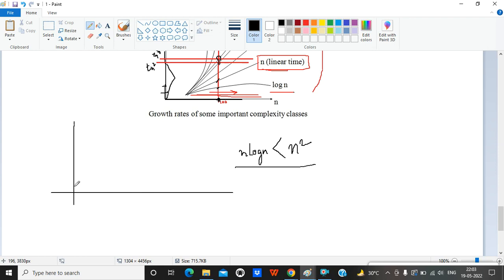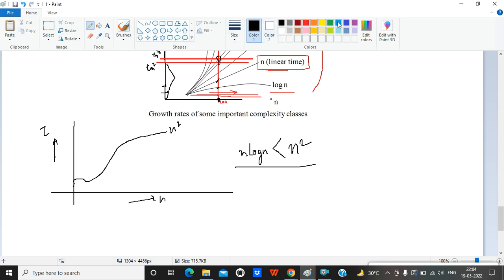So if you plot n square, then your n square may be something like that. Suppose for a particular algorithm, for a particular problem, while you are plotting the value of t with respect to the value of n, you are getting this graph of n square.